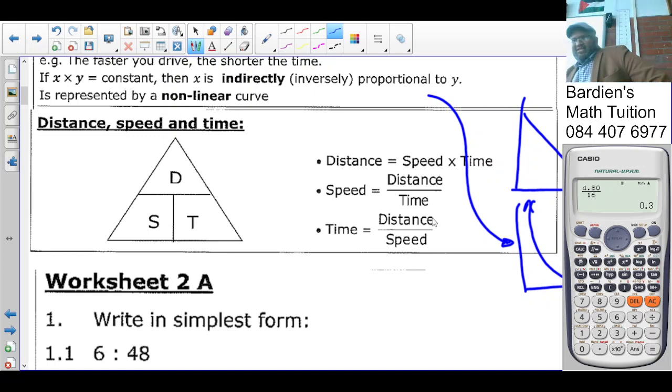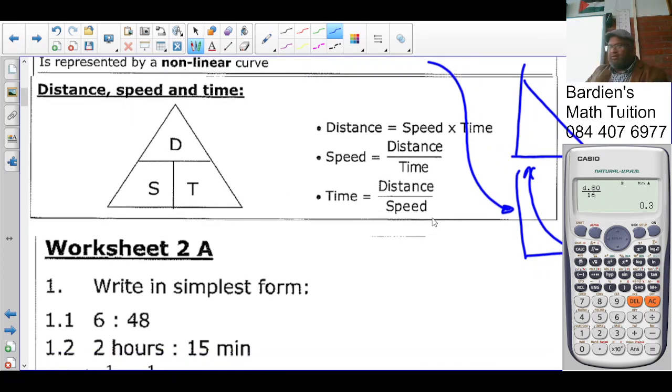Okay, speed, distance, time. We have drawn that diagram. We have dealt with this diagram when we were busy with word problems. You remember? Speed, distance, time. So this formula we've dealt with already. We know if you cover D, then it's going to be speed times time. If you want to calculate S, we cover S, so S is equal to D over T. If you want to calculate T, time, it will be distance over speed, and so on. And the D is always on top.